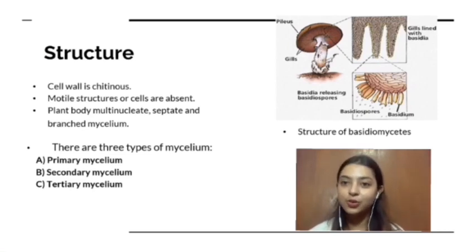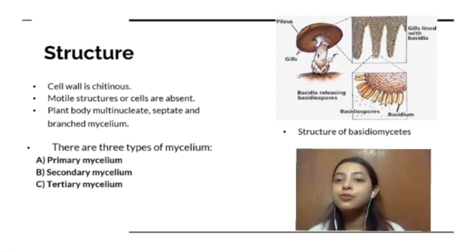Structure of Basidiomycetes. Number 1, the cell wall is always chitinous. Number 2, motile spores or structures are absent, as we all know. And number 3, the plant body is multinucleate, septate, and also has a branched mycelium.